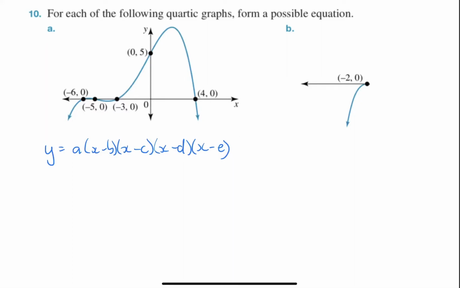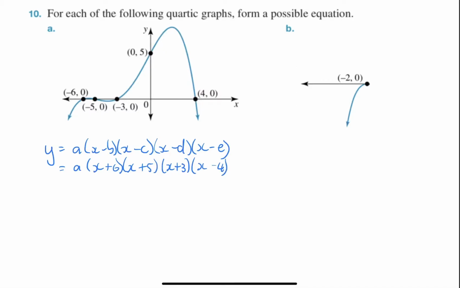So I'm going to say y equals a x. Now, my first value, I'm just going to go down the list. My first value is -6. And remember, my root is the opposite sign, so this is going to be x + 6. Then x, the opposite of -5, is +5. The opposite of -3 is +3, so that's going to be x + 3. And for the last one, it's the opposite of +4, which gives us -4. So x take away 4.